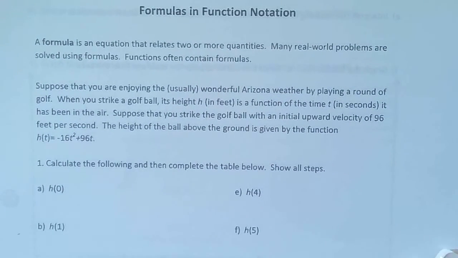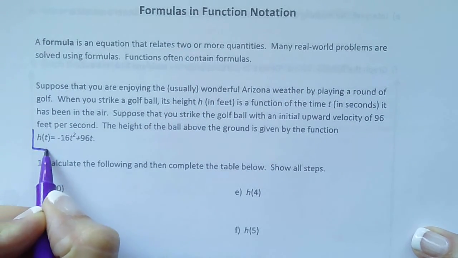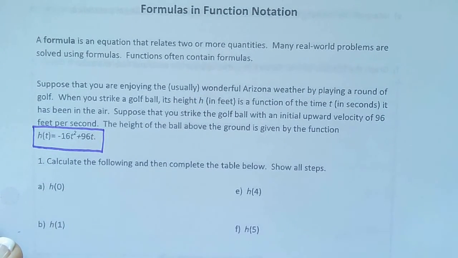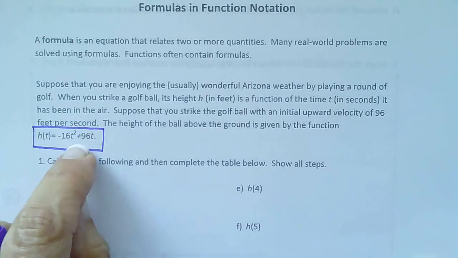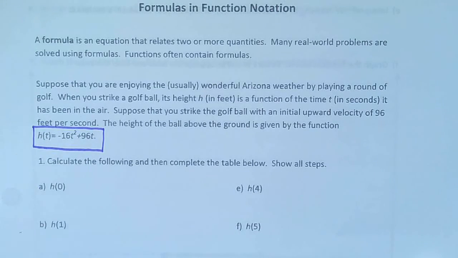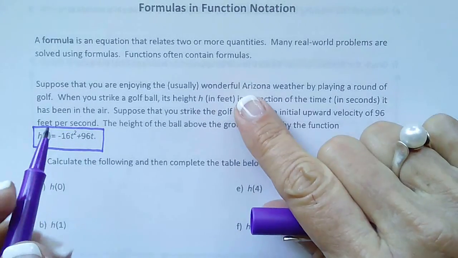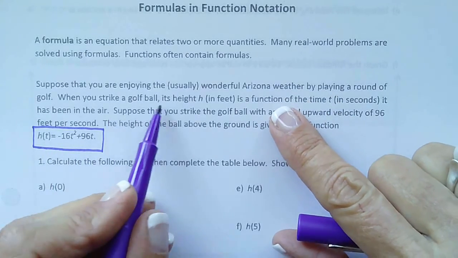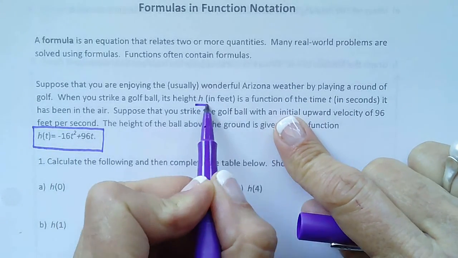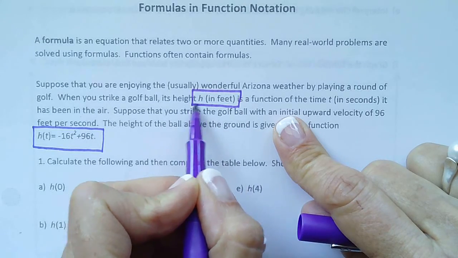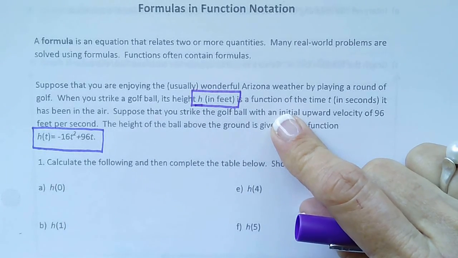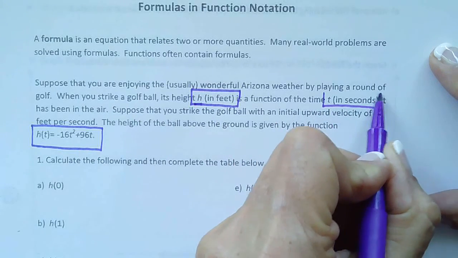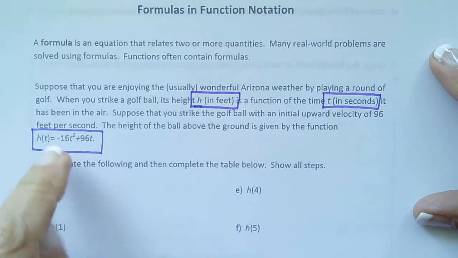Formulas and function notation. So here we have a formula. And formulas, it says, relates 2 or more quantities. So in this case, we're relating T and H. Suppose you are enjoying a wonderful Arizona weather day by playing around of golf. When you strike a golf ball, its height in feet. So remember how I said you always need to know what the variable represents? Is H, and T is seconds. It has been in the air.